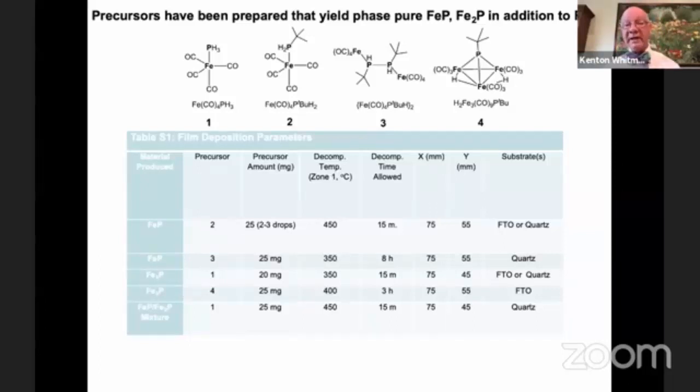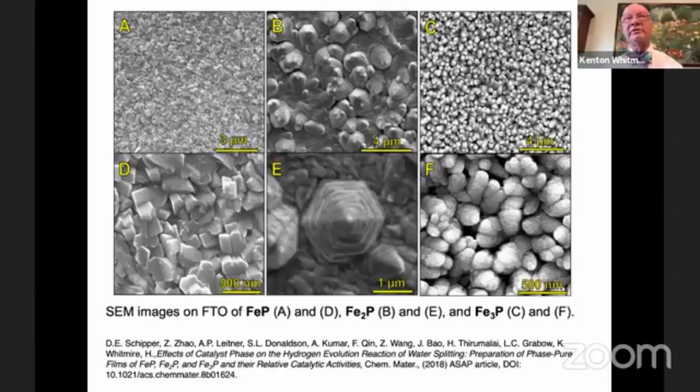The next thing we'll show you are the pictures of those. These are electron micrographs of the films. You can see that they're quite different. The FeP is here, Fe2P and Fe3P. They have very different crystal structures and morphologies of the materials once you have them deposited.